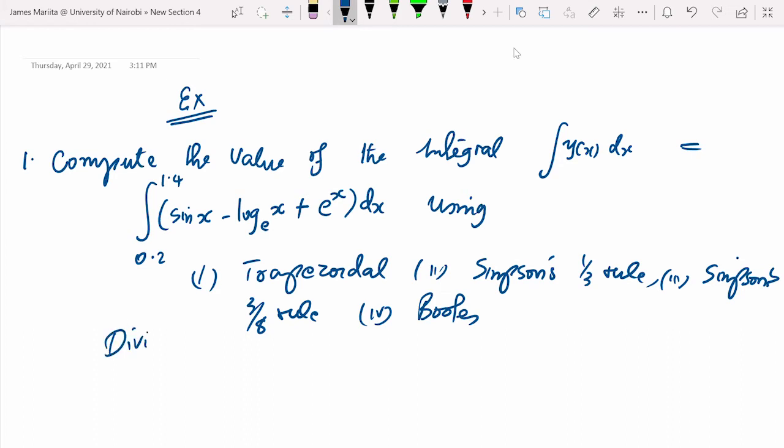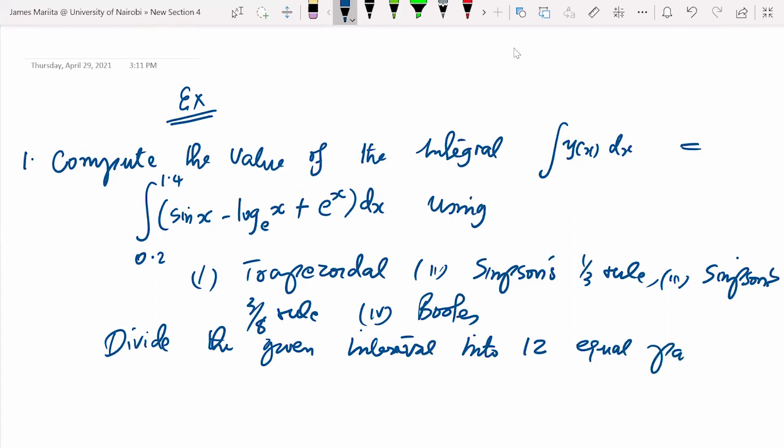Divide the given interval into 12 equal parts with the step length as 0.1.